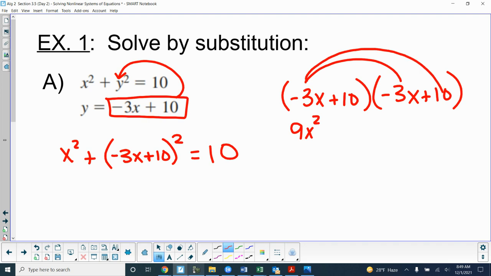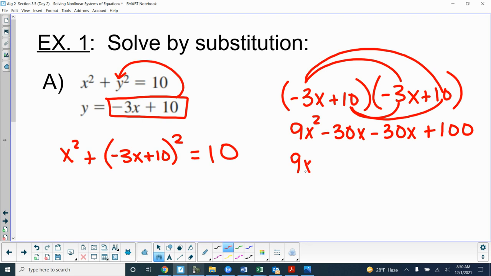Outside is negative 3x times 10. Inside is 10 times negative 3x. And last is 10 times 10. You guys remember how to do that, right? Yeah. Now, I also gave you a little shortcut way for those, if you remember. The shortcut way is take the first term, the negative 3x, and square it, which is all we already did, which is what? 9x squared. The second part is multiply the two terms together. What's negative 3x times 10?